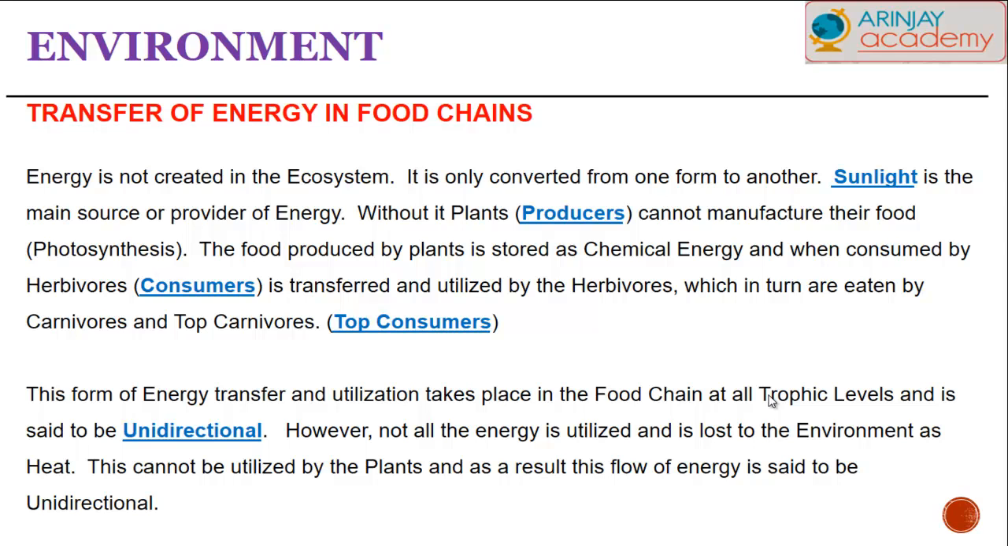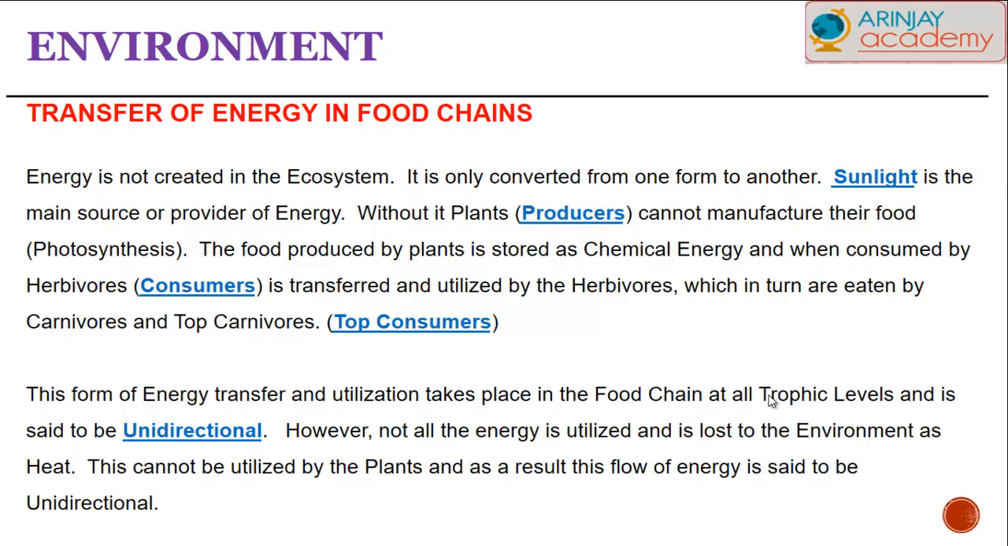These herbivores now, after sustaining their energy, are in turn eaten by carnivores or top carnivores, which sustain the energy. But as I stated earlier, that energy is not fully utilized. The form of energy transfer and utilization that takes place in the food chain at all trophic levels is said to be unidirectional. This is because not all the energy is utilized. It is lost to the environment in the form of heat. This can be utilized by the plants.